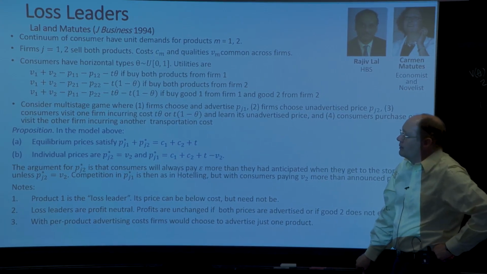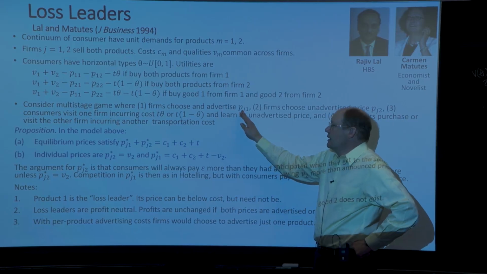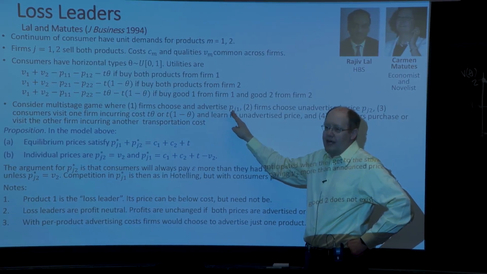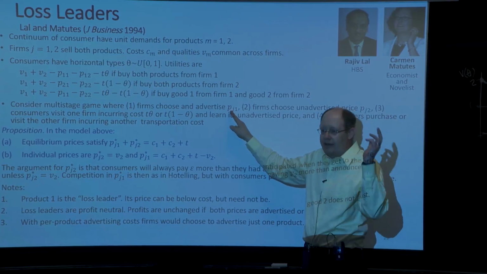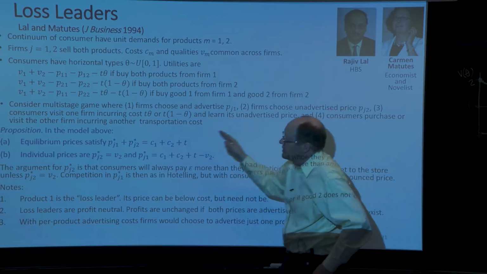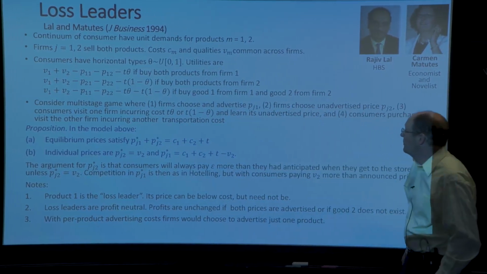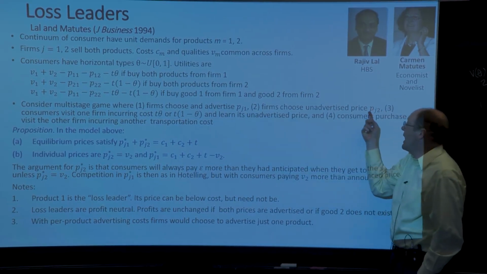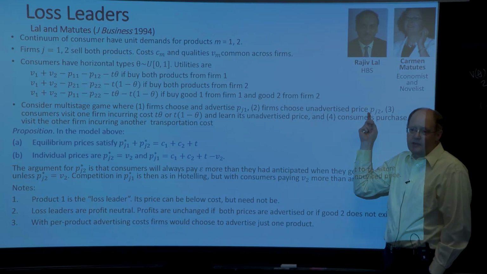Lalin-Matutis consider this multi-stage game where, imagine there were per product advertising costs, so you don't want to advertise the price of every product in your store. That's clearly true with supermarkets. You've got 10,000 products there, you can't advertise all of them. So in the extreme case, suppose you choose and advertise the price of one good, and then after choosing the price of your one good, you choose an unadvertised price for the other good, which is kept secret until consumers arrive at the store.